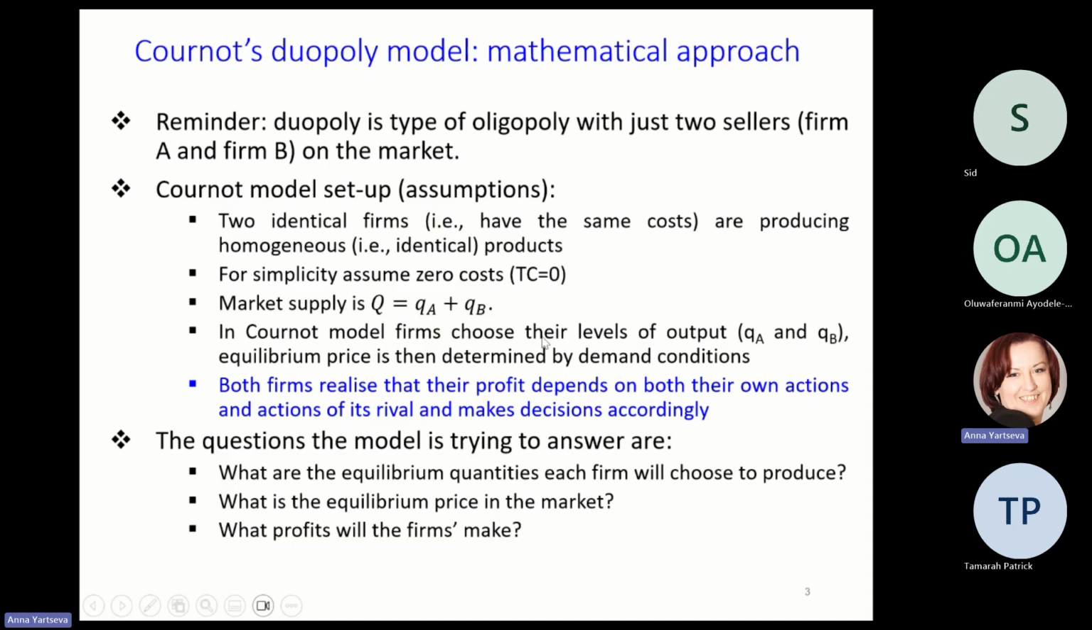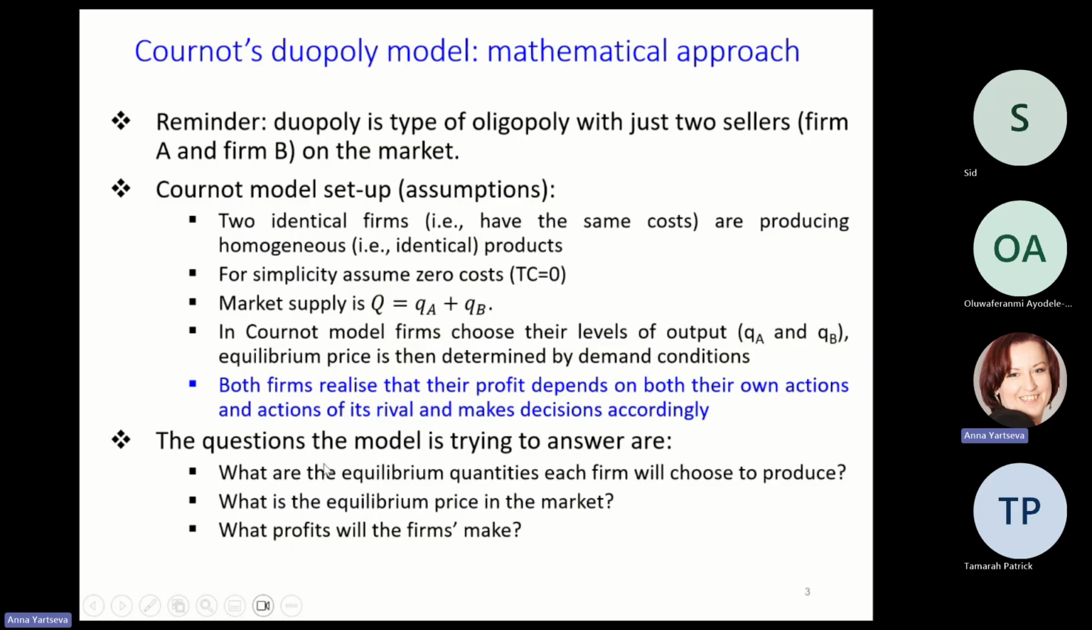Because Cournot is an output determination model, we will first of all need to calculate the level of output which maximizes the company's profit, right? And the equilibrium price will be found later from the demand conditions. So we'll have some demand function, we'll plug in the quantity produced by the companies, which we find from the model, and this will allow us to calculate the prices. As before, because in oligopoly, companies are interdependent, they realize that their own profit depends on their own actions and actions of their rivals. And as a result, they will act strategically. They will make decisions accordingly with potential rivals' response taken into account.